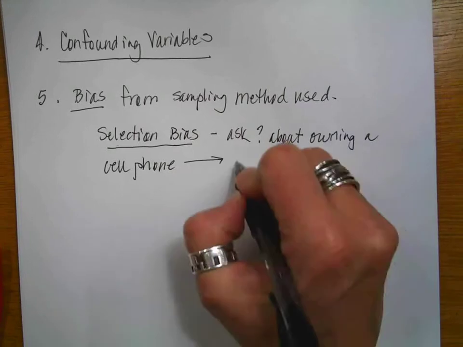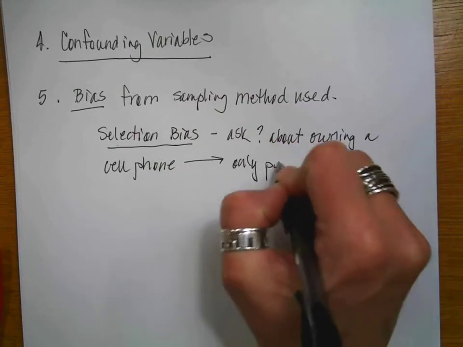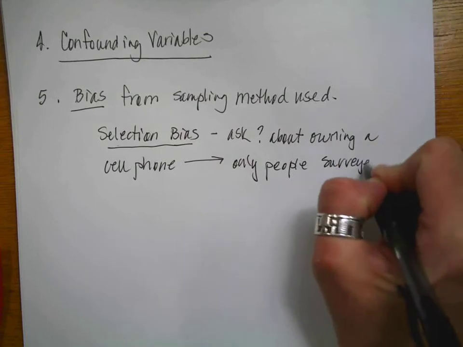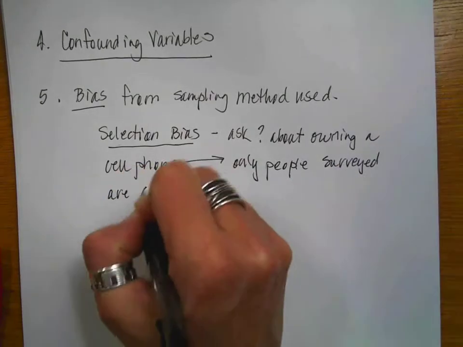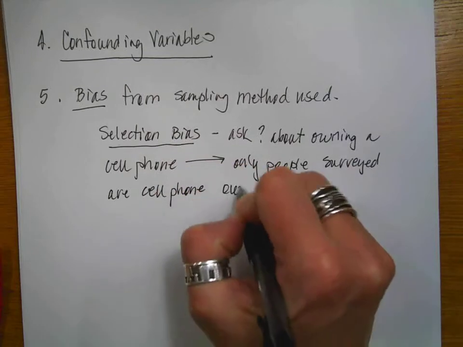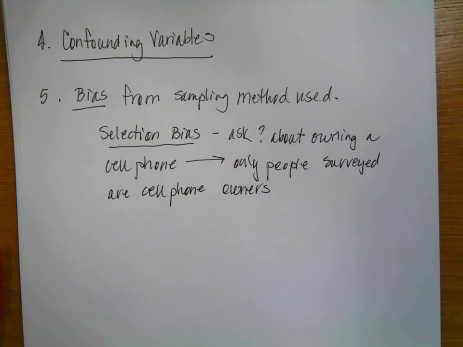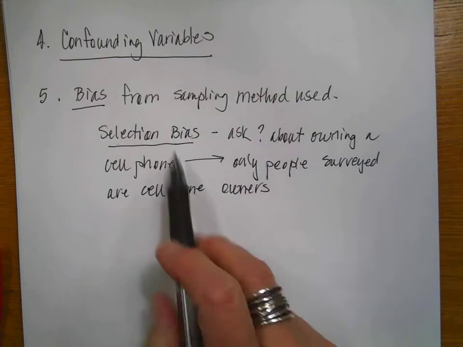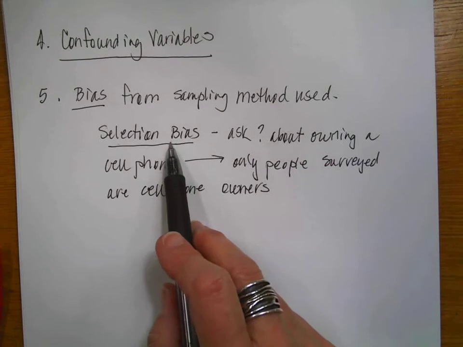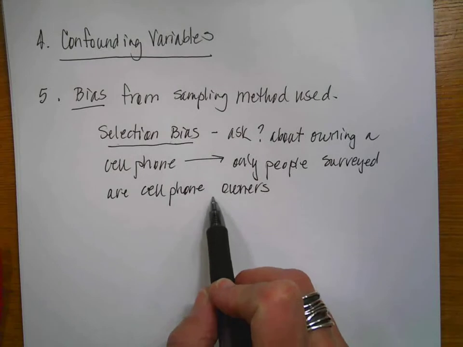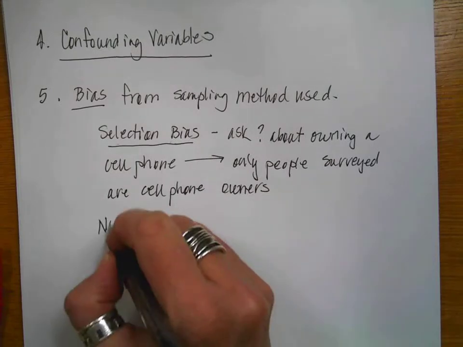But the only people that I ask, so the only people surveyed, are cell phone owners, right? So I know that it would be really hard to do a study in today's day and age where somebody doesn't have a cell phone, but you want to make sure that you're actually choosing a broad group of people to sample and not just somebody that's got what you're trying to prove.